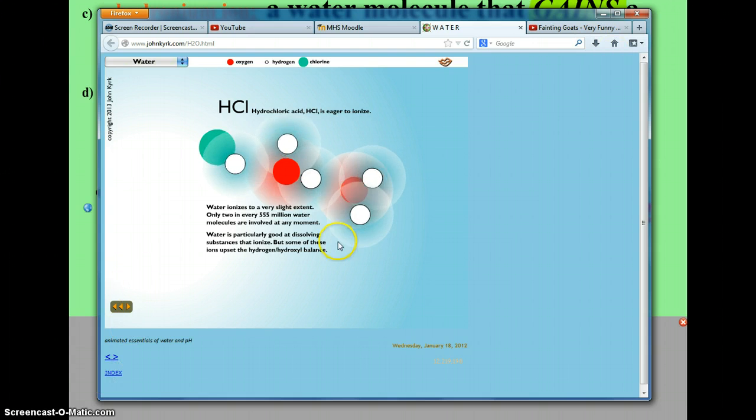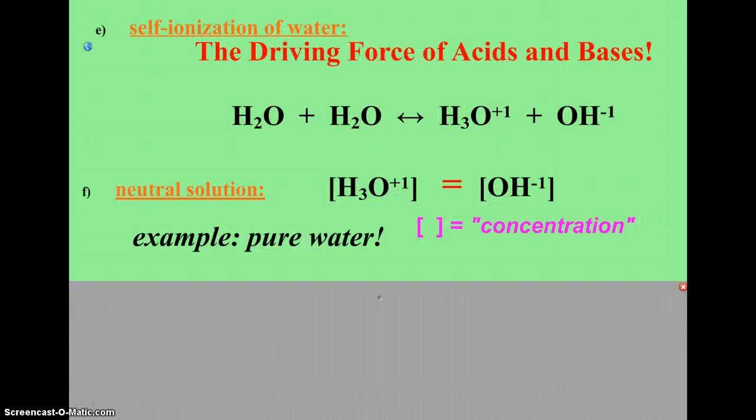Now, I'll save that for a moment. So now what we have is, in a neutral solution, we'll have the same amount of hydronium and hydroxide. And that's like what we have in pure water. At any given moment, there's going to be some hydroniums and hydroxides, but you can't have one without the other, because every time a hydronium is made, a hydroxide is made as well. So what this definition for neutral solution says is the concentration of hydronium equals the concentration of hydroxide. And that's what I have here.